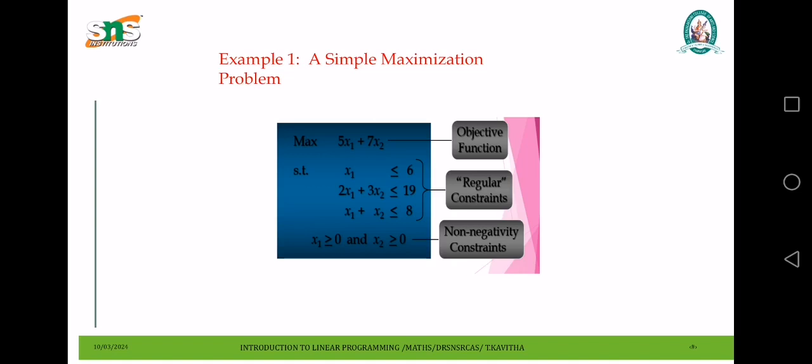In the same way, we can write: minimize 5x1 plus 7x2 subject to the constraints x1 greater than or equal to 6, 2x1 plus 3x2 greater than or equal to 19, x1 plus x2 greater than or equal to 9, and x1 greater than or equal to 0 and x2 greater than or equal to 0. This is another example for linear programming.